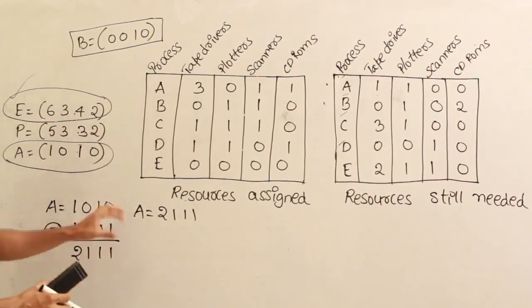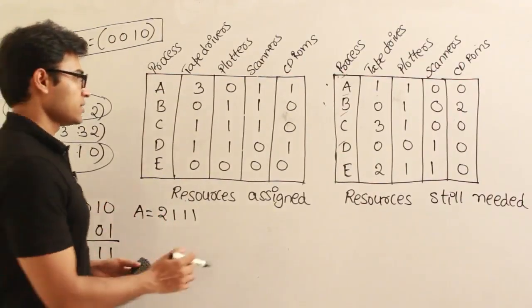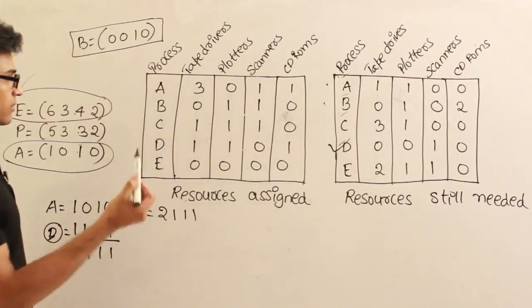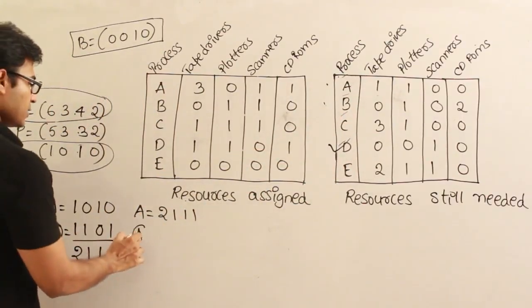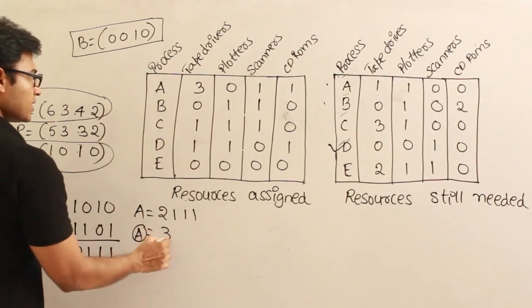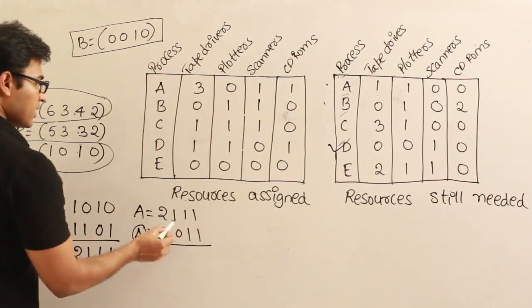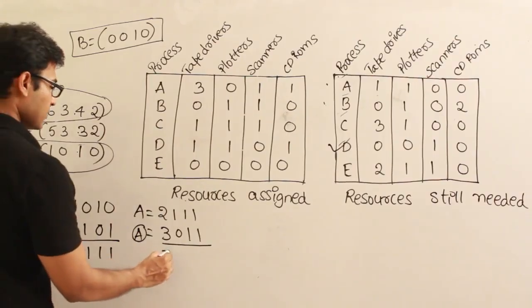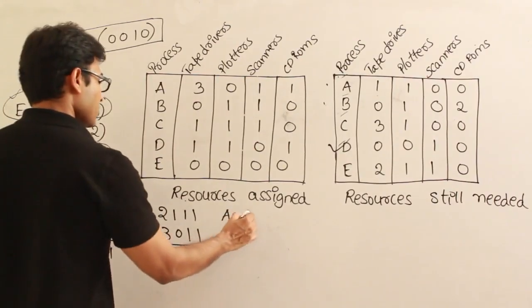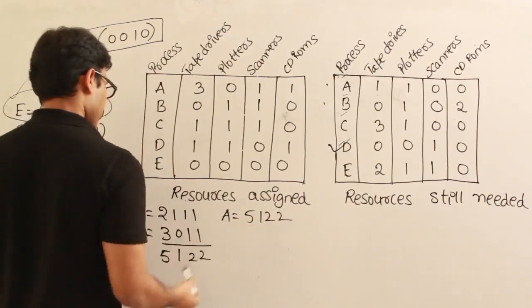Using this availability, can I satisfy anything? D is already satisfied, right? Now in the remaining, can I satisfy anything? A can be easily satisfied. If I satisfy the need of A, which is 1 1 0 0, then what will A release? A will release 3 0 1 1, right? Now the new availability will become 5 1 2 2, right?